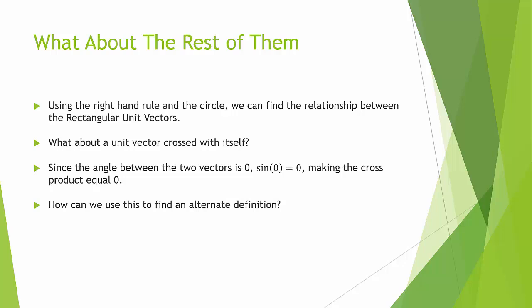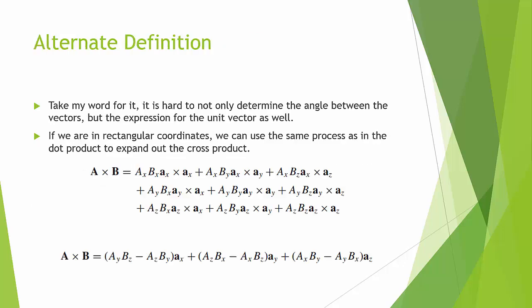So how can we use this relationship and all the relationships between the other rectangular unit vectors to find an alternate definition to help combat the difficulty of finding that normal vector and that angle? What we do is we take our A vector and our B vector and break them out into components again, and just like with the dot product, it's multiplication. That means it's distributive. So we break out our A cross B into 9 different terms that are summed together. And just like with the dot product, we group together the components and then the vectors being operated on together. You can start going through these vectors and, using the circle and things we talked about, find what each of those cross products will result in.